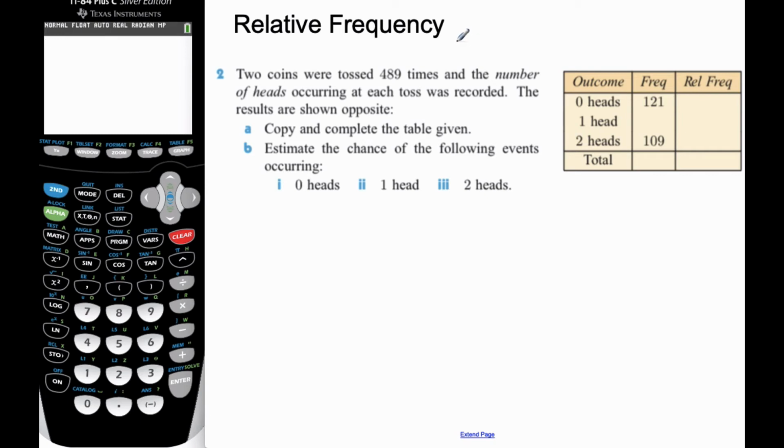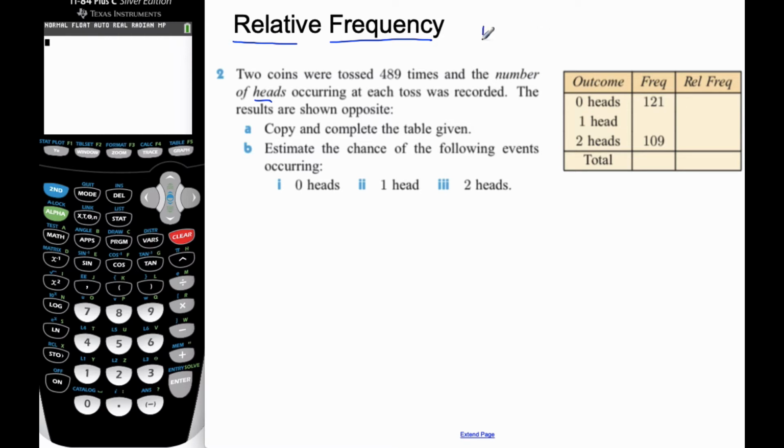Hello, it's Mr. Rops here, and we're going to do a quick little video on what we call relative frequency. Okay, so if I consider this scenario, two coins were tossed 489 times, and the number of heads only occurring at each toss was recorded. The results are shown in this table.